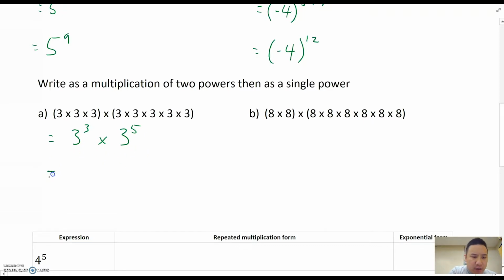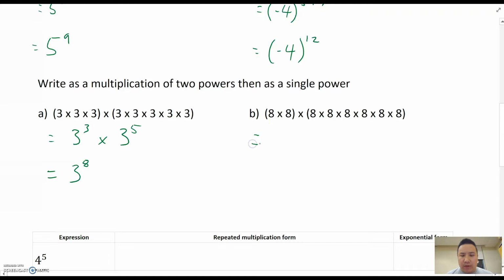And then we have to write it as a single power. And now we know how to do that. We just use that exponent law that we just learned. So 3 to the power 3 times 3 to the power 5. Well, we just add the exponents. So 3 plus 5 is 8. There we go.